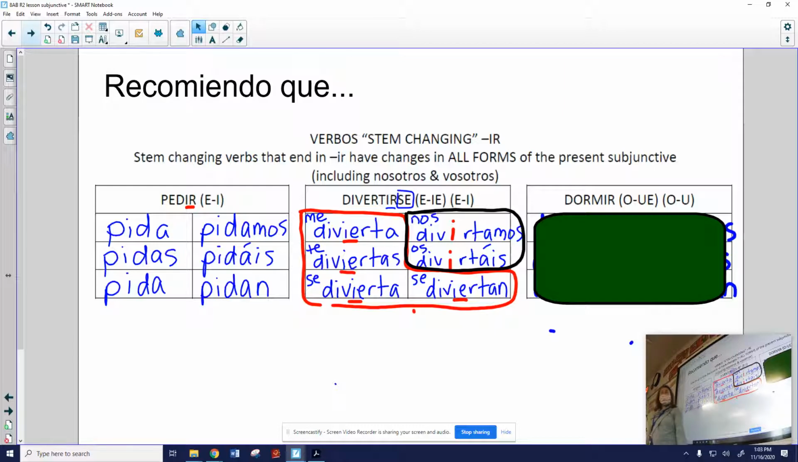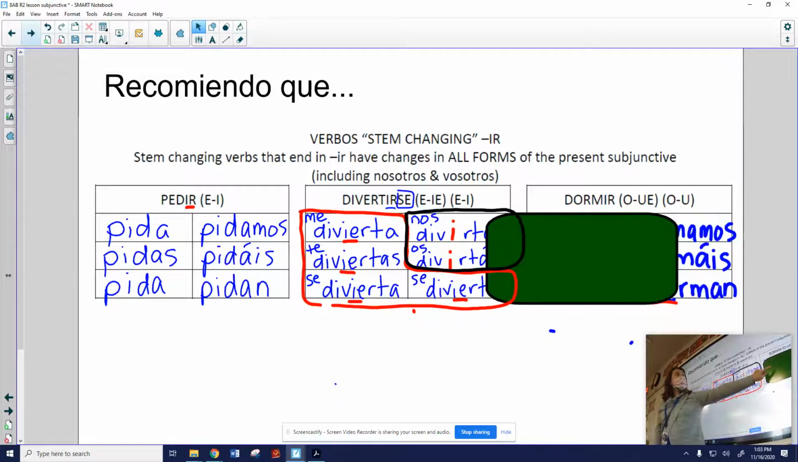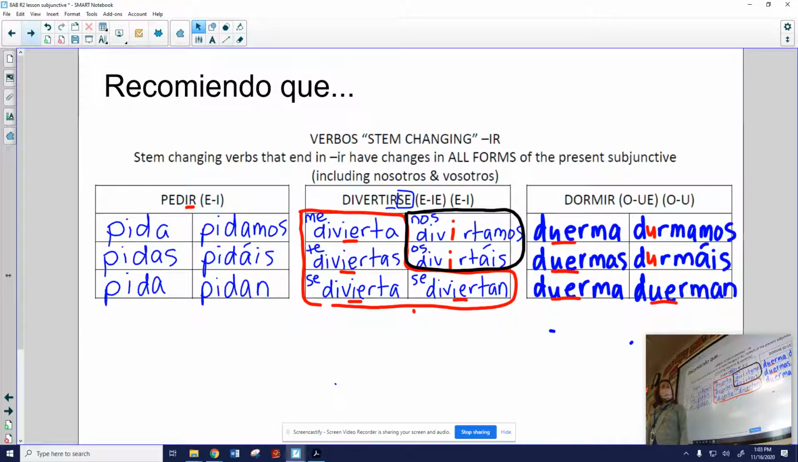Dormir is kind of similar. It means to sleep. Inside the boot, in the subjunctive, there's an O to UE stem change. Outside the boot, there's an O to U stem change. Duerma, duermas, duerma, duermamos, duermáis, duerman. Y otra vez, vamos a practicar esta cosa en el paquete de práctica.